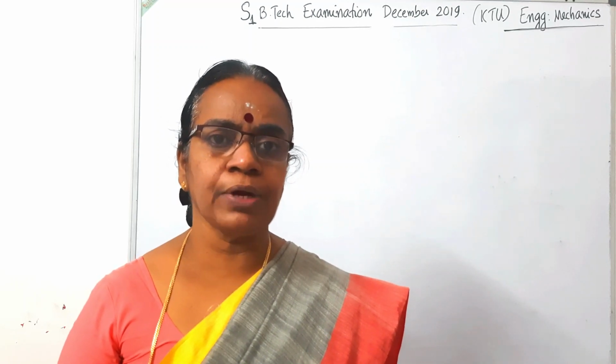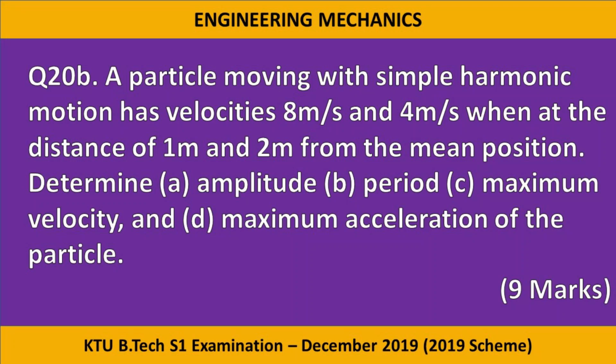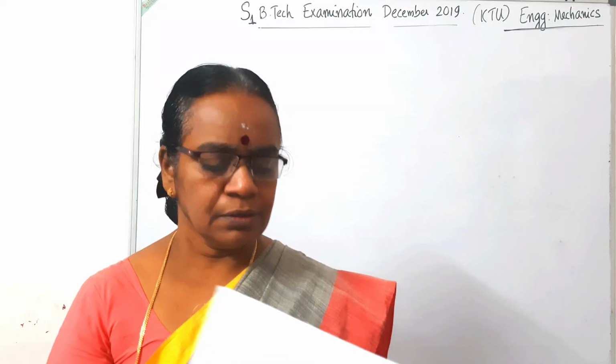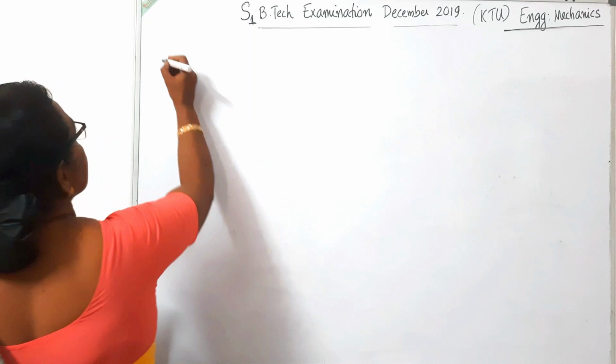Now I'll deal with 20B. A particle moving with simple harmonic motion has velocities 8 meter per second and 4 meter per second at the distance of 1 meter and 2 meter from mean position. Determine the amplitude, period, maximum velocity and maximum acceleration of the particle. This is also a very simple example having 9 marks. A direct question.